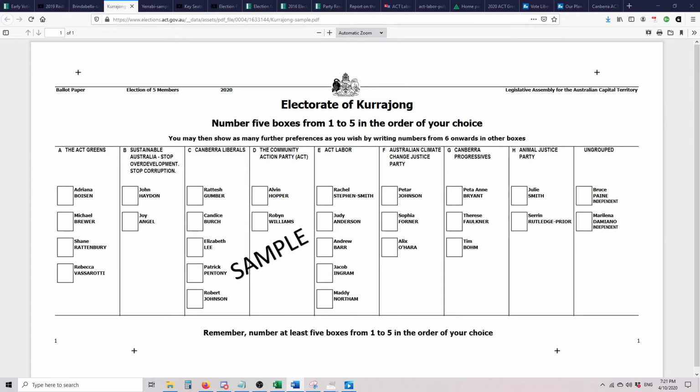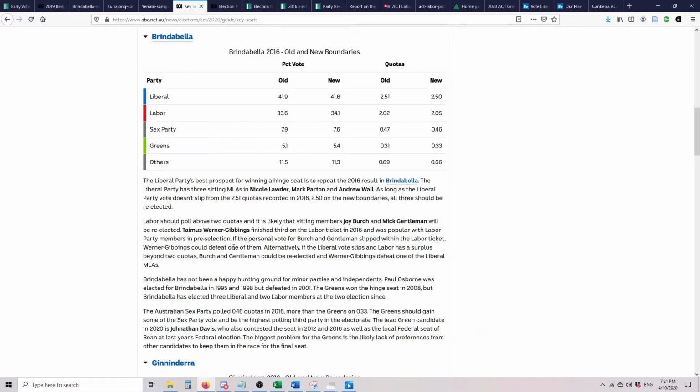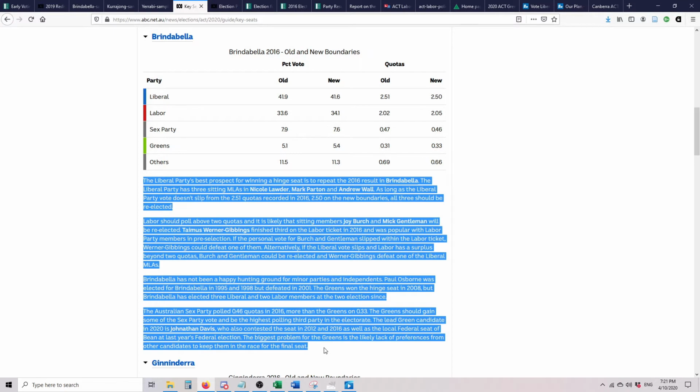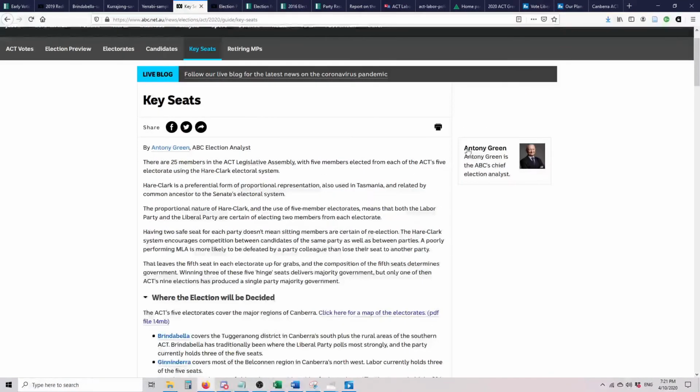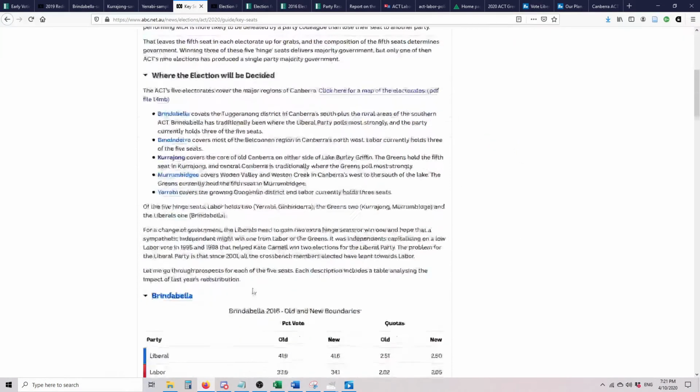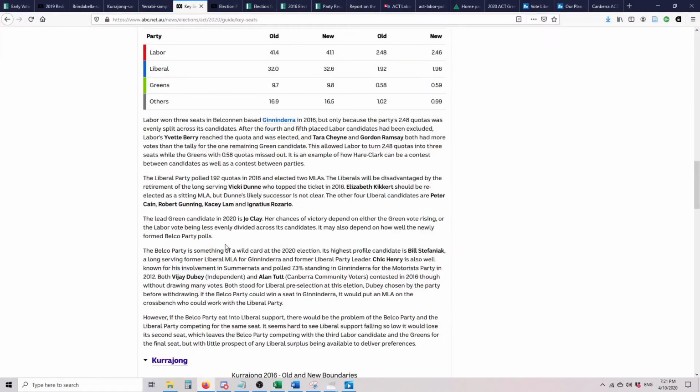And I think that if you're going to make that decision, what you want to do is go to the key seats and read this block of text and figure out who Anthony Green believes are the two people most likely to contest that 5th seat, and then the order for those candidates matters. So that's what I have to say about choosing candidates in the ACT election. It is powerful, but it's not something I'm going to go through here in this video.